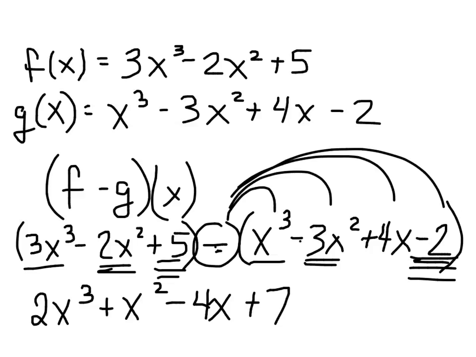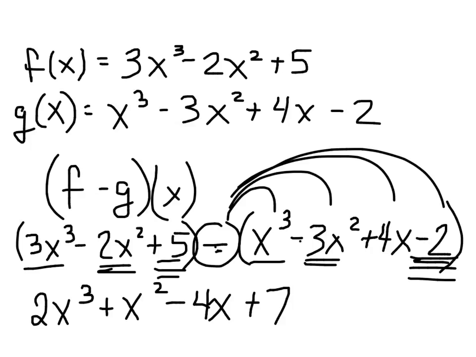No. So therefore the domain should be all real numbers. I can put anything in there. Okay? Now, here's the third part. It also says, then evaluate the difference when x equals negative 2. So you know what you have to do now? Put negative 2 in for x and let's see what we get.